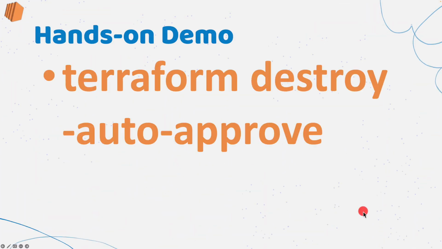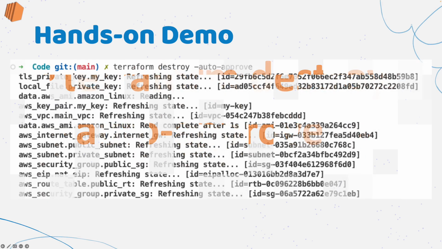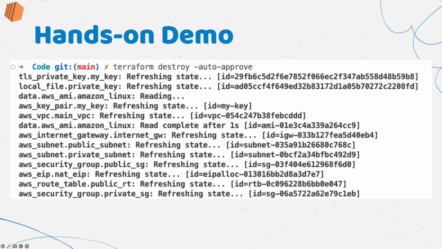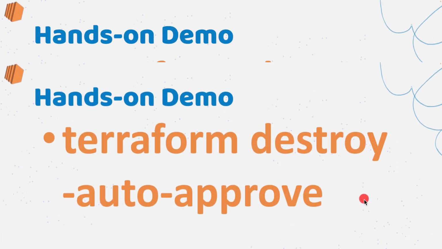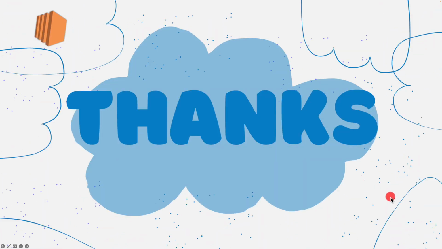Before we finish, do not forget to clean up. Run terraform destroy plus auto-approve. This will delete all AWS resources created during the demo and avoid any unnecessary costs. Today we learned what SSH tunneling is, how it works, and how to set it up and test it in AWS.